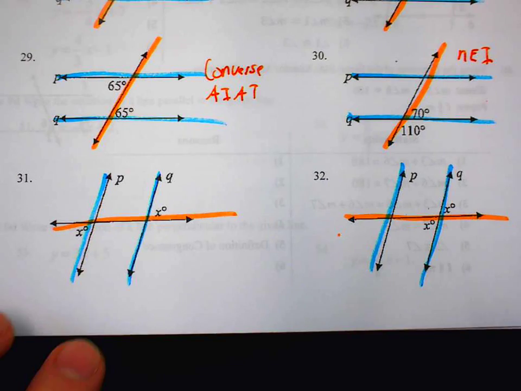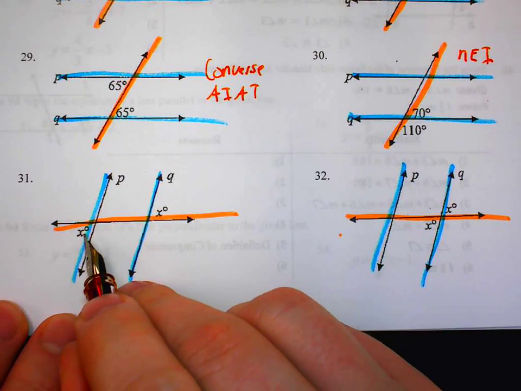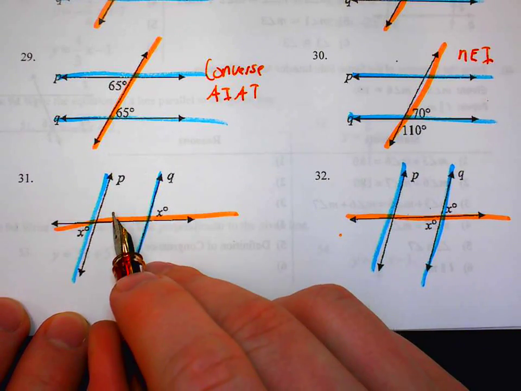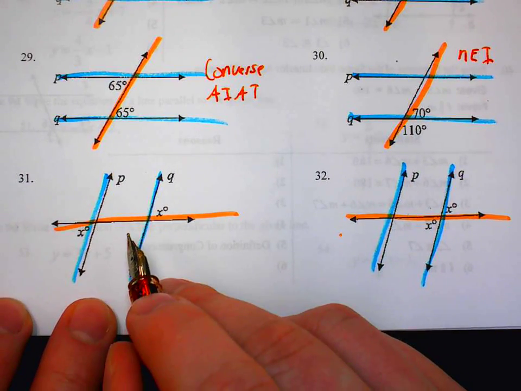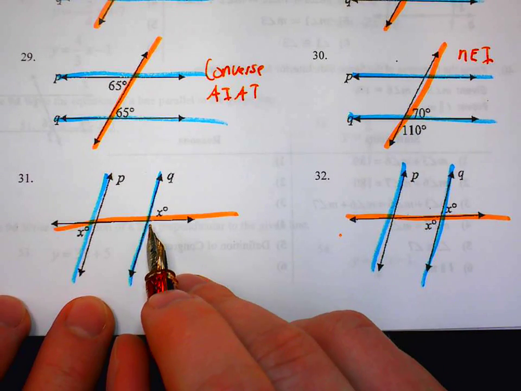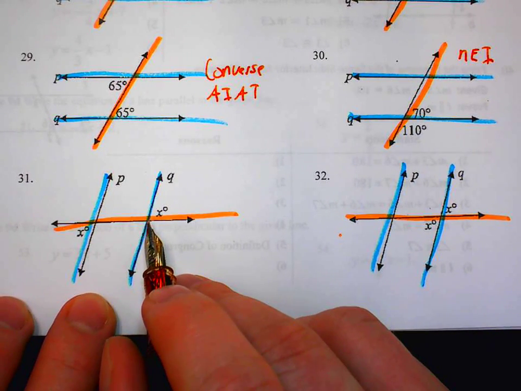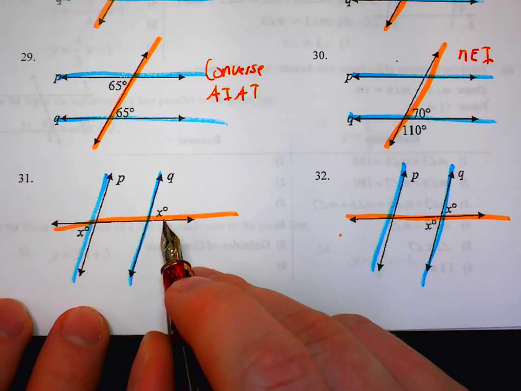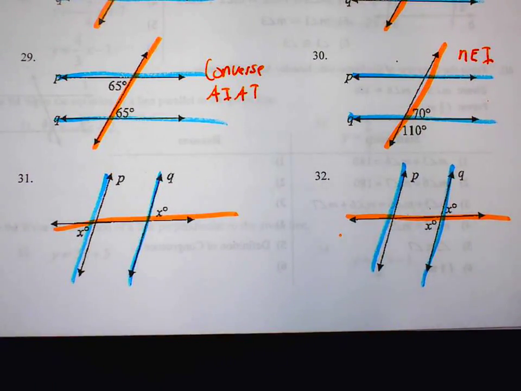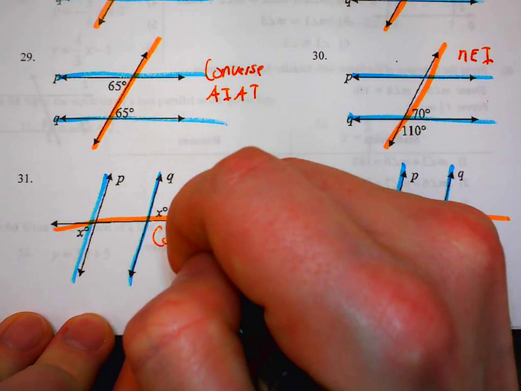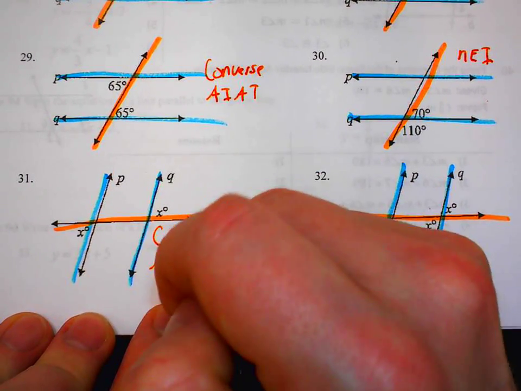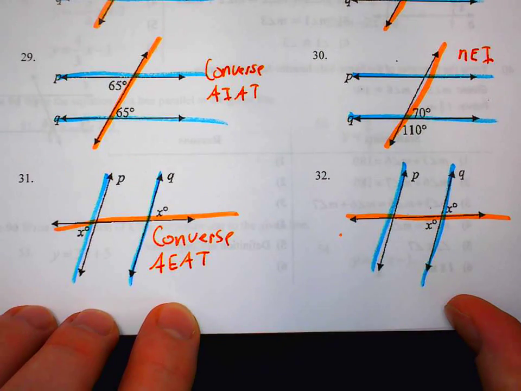Finally, 31 and 32. These two x's are outside of the parallel lines, and they're on opposite sides of the transversal, which means they are alternate exterior angles. The relationship between alternate exteriors should be congruent, and these two are. If one of them is x and the other one's x, it means they're the same. We may not know what they are, but we do know that it's the same thing. So these did meet the relationship they were supposed to. So yes, they're congruent by converse alternate exterior angle theorem.